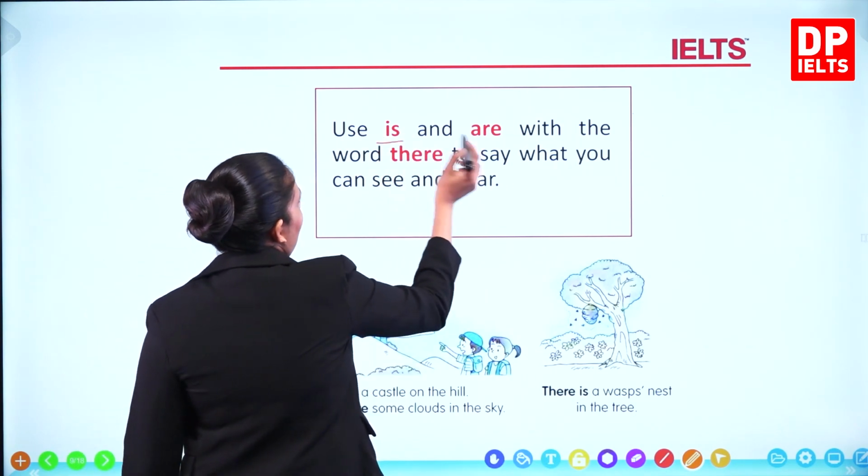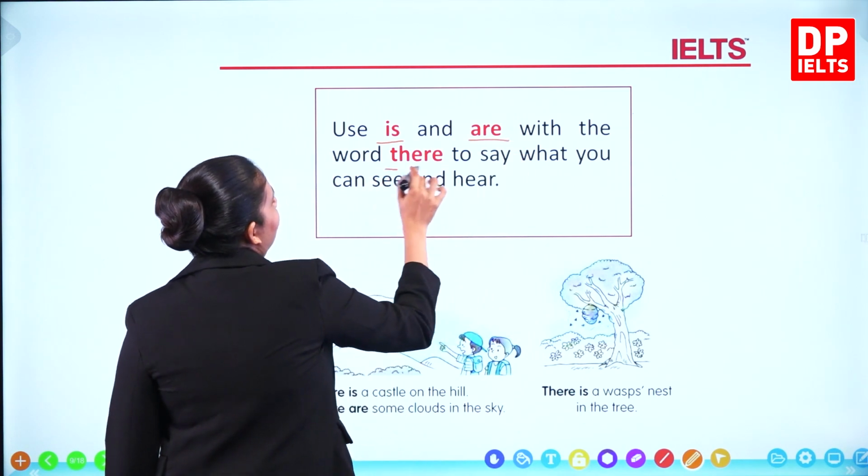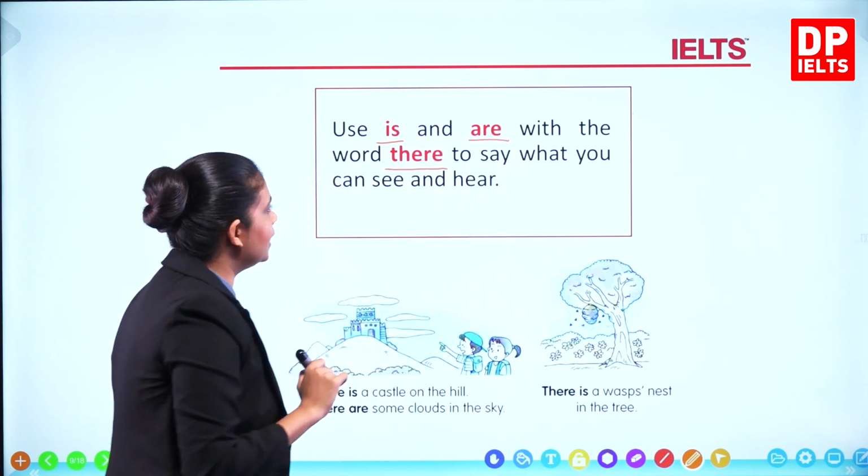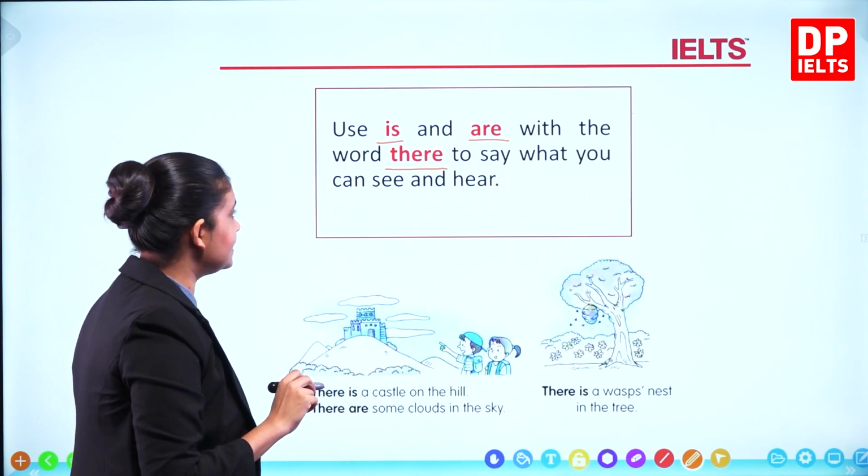Use is and are with the word there to say what you can see and hear.